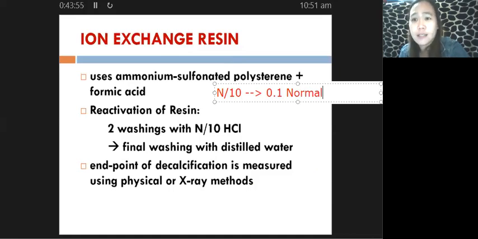So the solution that we use for the washing or for the reactivation of your resin is 0.1 normal hydrochloric acid. And a final washing is to be performed using distilled water, not tap water, because tap water can contain minerals. So you have to make use of distilled water for the final washing of your resin in order for it to be reactivated.